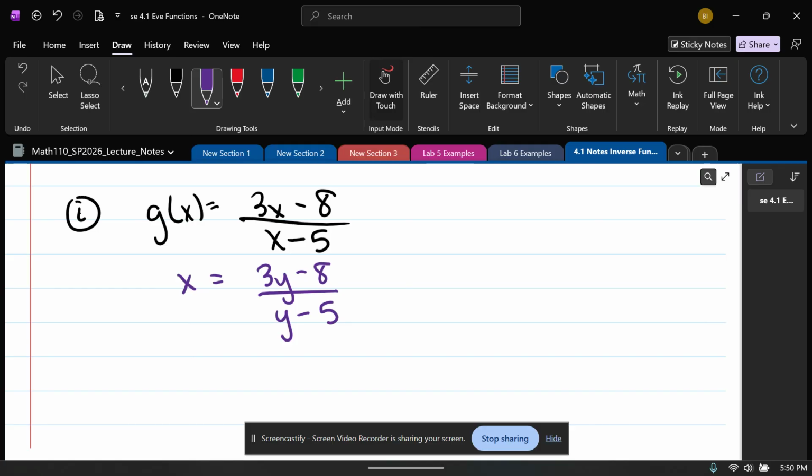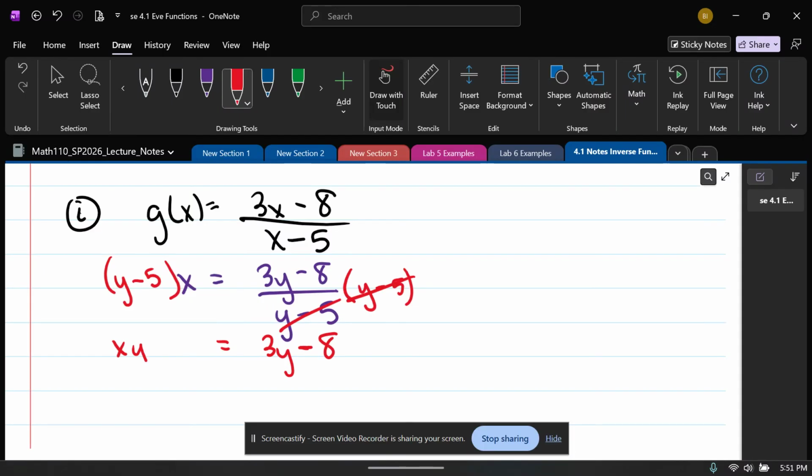All right, so now we've swapped x and y. Now we got to get rid of that fraction. So the easiest way to do that is to do what? Yeah, multiply by that denominator. That denominator is that y minus 5. It gets rid of it on the right-hand side. Don't need anything to do there. Just cancel it out. So the right-hand side, I got the 3y minus 8. What's on the left? xy minus 5x. Good.